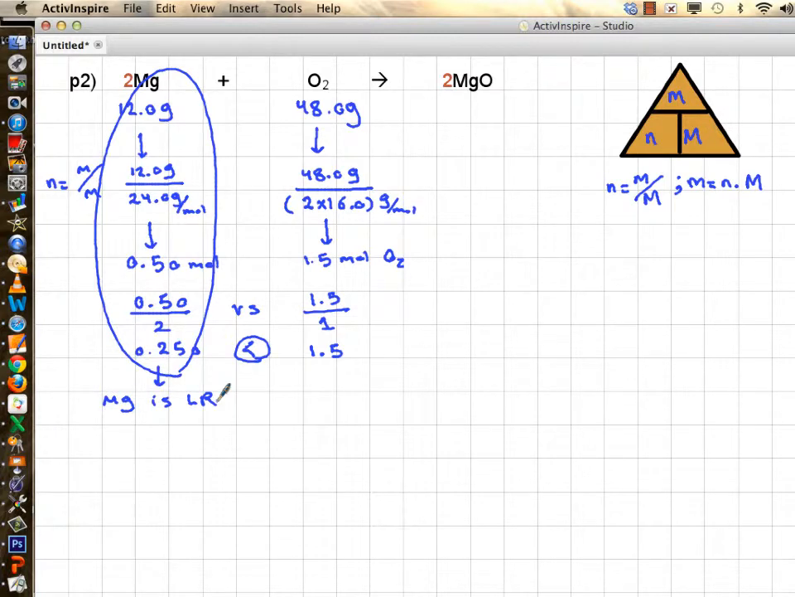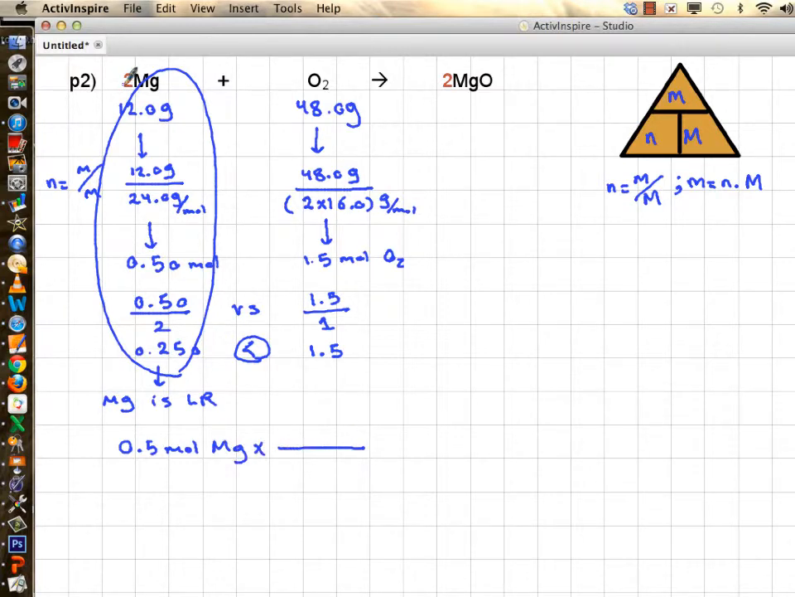Now I also want to do another treatment. I want to see if it's really limiting reactant. If that's the case, how much magnesium oxide do I produce using limiting reactant information versus excess, which is oxygen in this case. So I'm going to go after magnesium first. I have 0.5 moles of magnesium, so I start with that. 0.5 moles of magnesium.